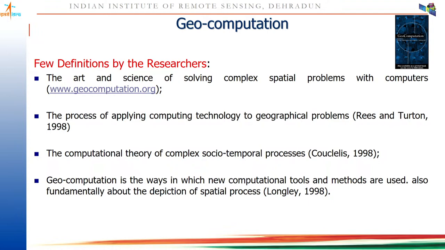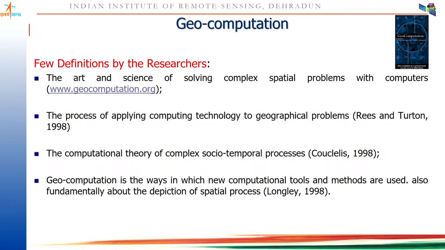That means we are going to solve complex societal problems which are changing with respect to time. So it is known as socio-temporal processes. Then another definition says that geocomputation is the way in which new computational tools and methods are used, also fundamentally about the depiction of spatial processes. Again, here we are talking about solving spatial problems, the spatial processes.